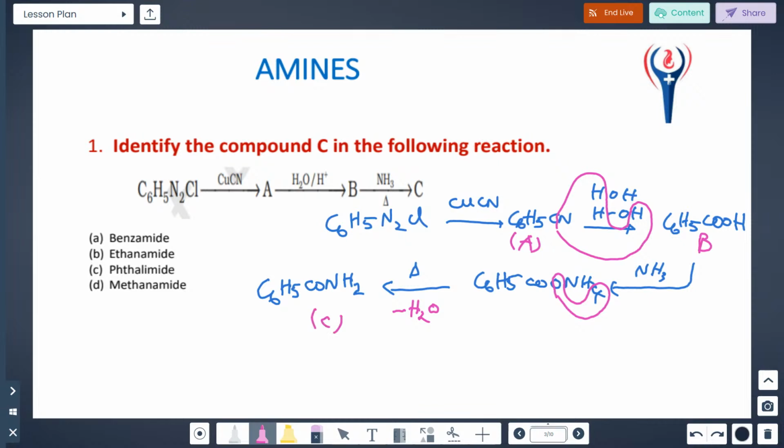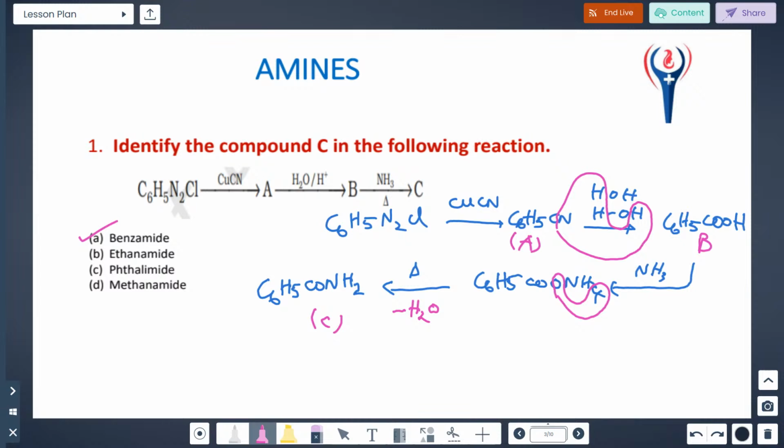C is nothing but benzene plus amide, so it's called benzamide. So among these, which is the correct one? A is the correct one. Are you following? Understood? So you must be thorough in all these reactions. You can use them to find out the product.